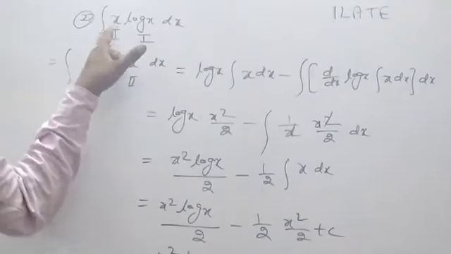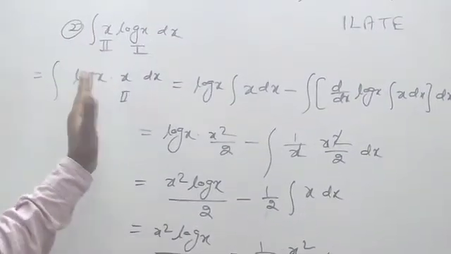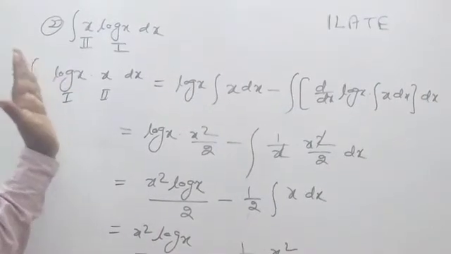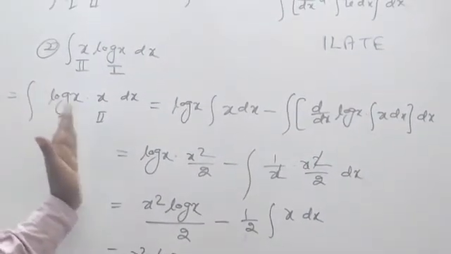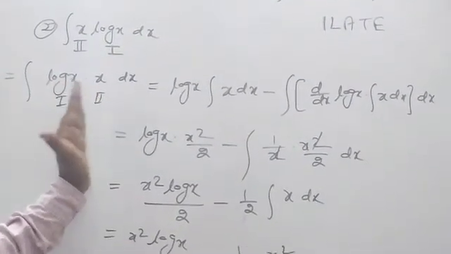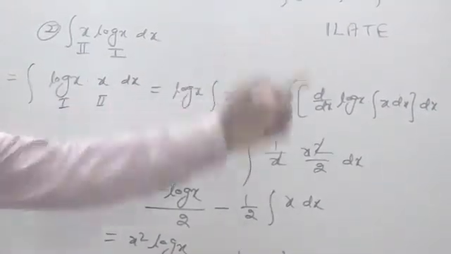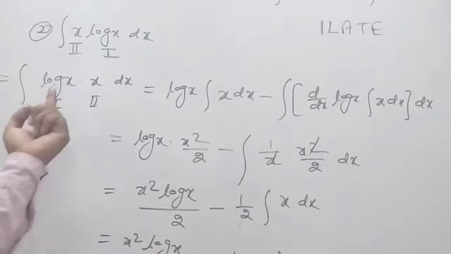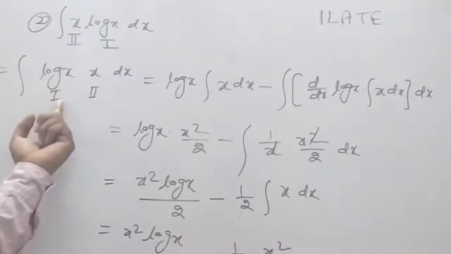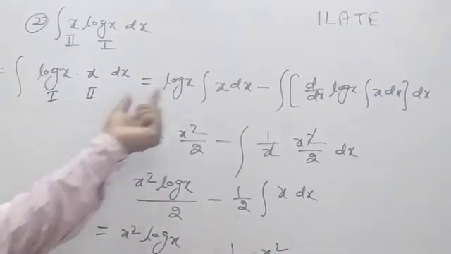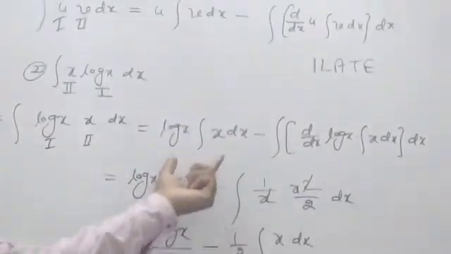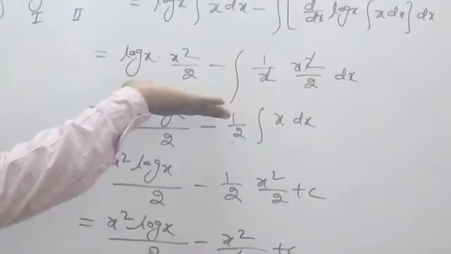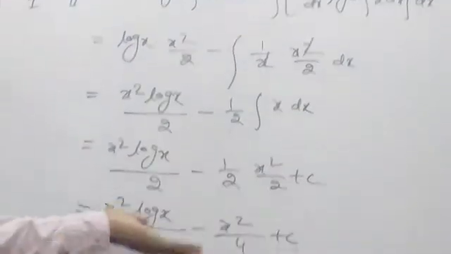First of all, we have to see the question. According to the question, we have to decide which is the first and which is the second function, because I have already given guidelines for this. According to ILATE, or you can also write LEAT. This is simple for you. Log x is the first function, x is the second function. Now put in this formula. According to this, we can write the integration of suitable values, and at last the answer will come.